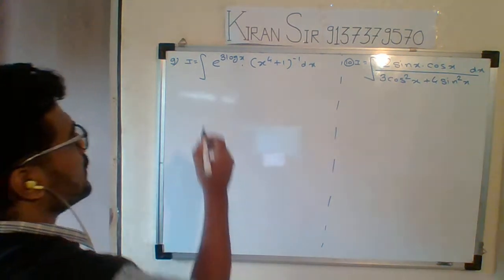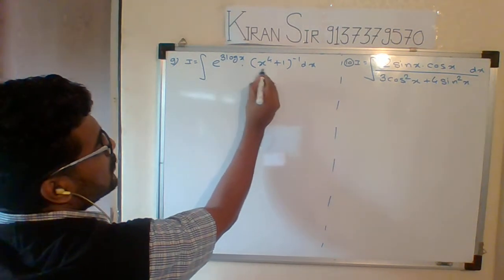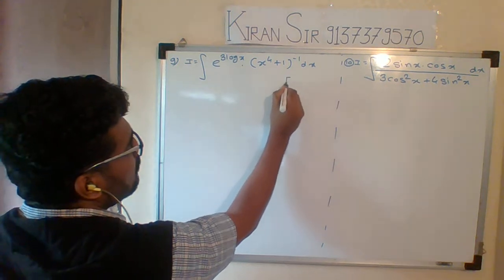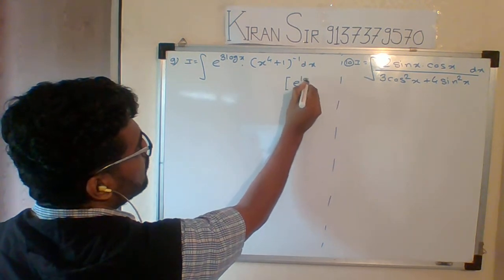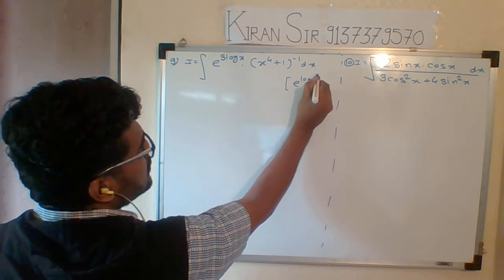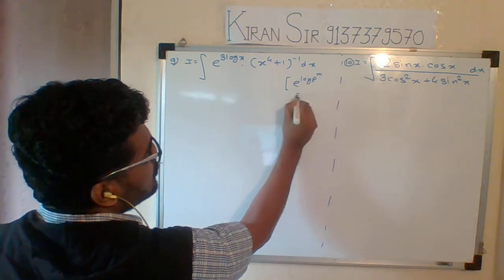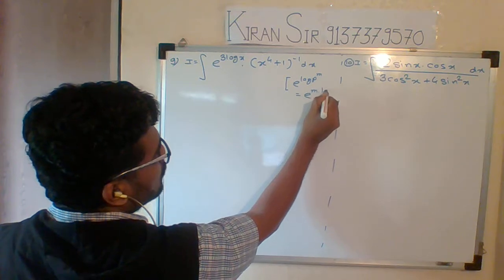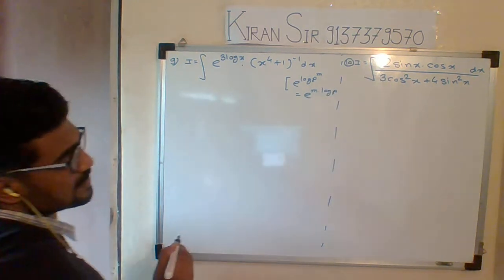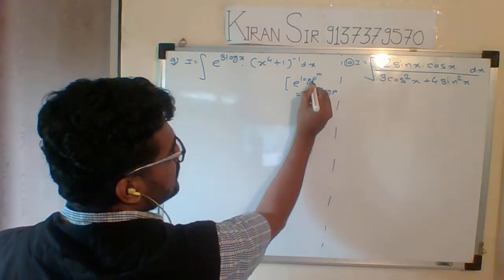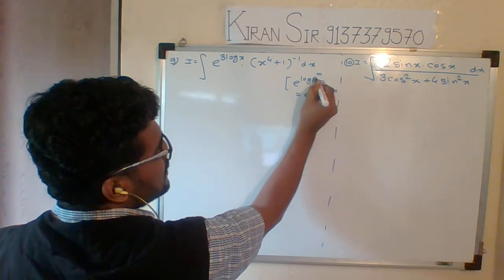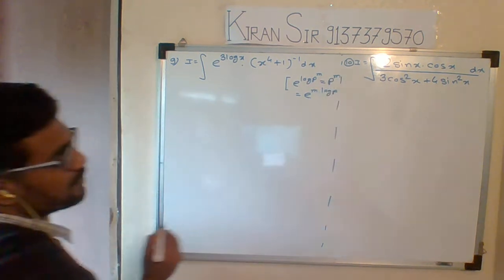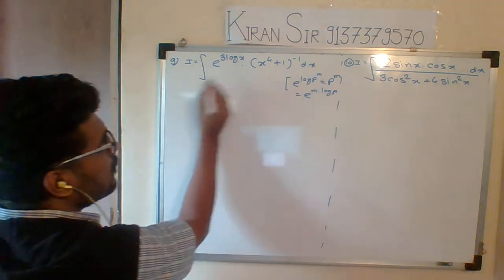Let me start the next numerical: e raised to 3 log x into x raised to 4 plus 1. Students, I have already given one formula: e raised to log p raised to m is equal to what? The m will jump in front, so m into log p. Finally, e raised to log p raised to m we can write directly as p raised to m. The same thing I am going to apply over here.